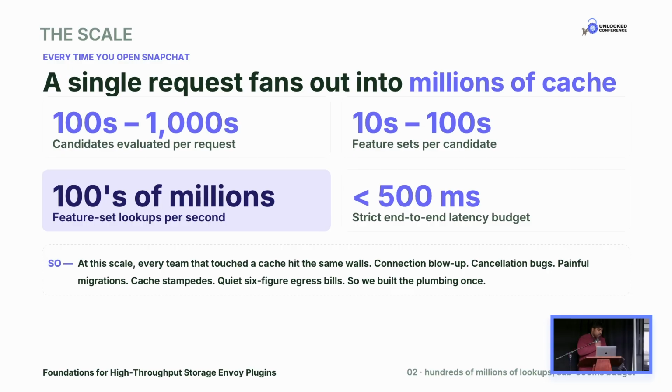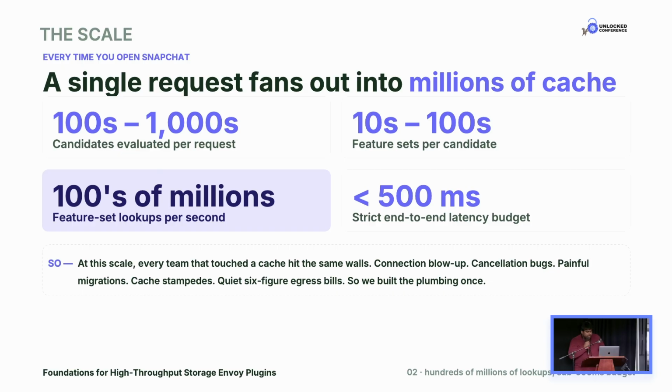So before I go into more details about this, first let's understand what scale I'm talking about. Whenever a user opens Snapchat, multiple recommendation systems get triggered, and they evaluate around 100 to 1,000 candidates for each request, which in turn a candidate pulls hundreds of features. What this overall means is hundreds of millions of feature lookups is the scale we operate on. So all these requests are going to hit cache.